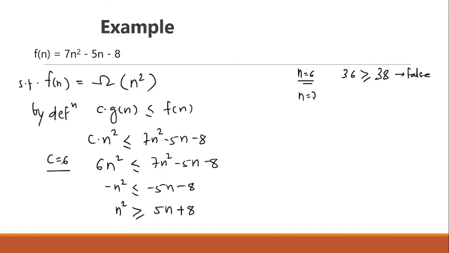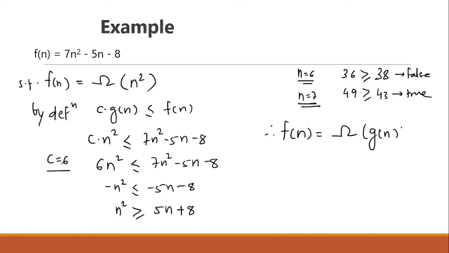So n is equal to 7. You can say it is 7 square, 49, greater than or equal to 7 5s are 35 plus 8, 43. Yes, that's true. So it's going to work for n equal to 7. And in mathematics, if it works for n equal to 7, it's going to work for all the values after that. So therefore my f of n is equal to omega of g of n. And this is true for the values of c equal to 6 and n0 equal to 7.